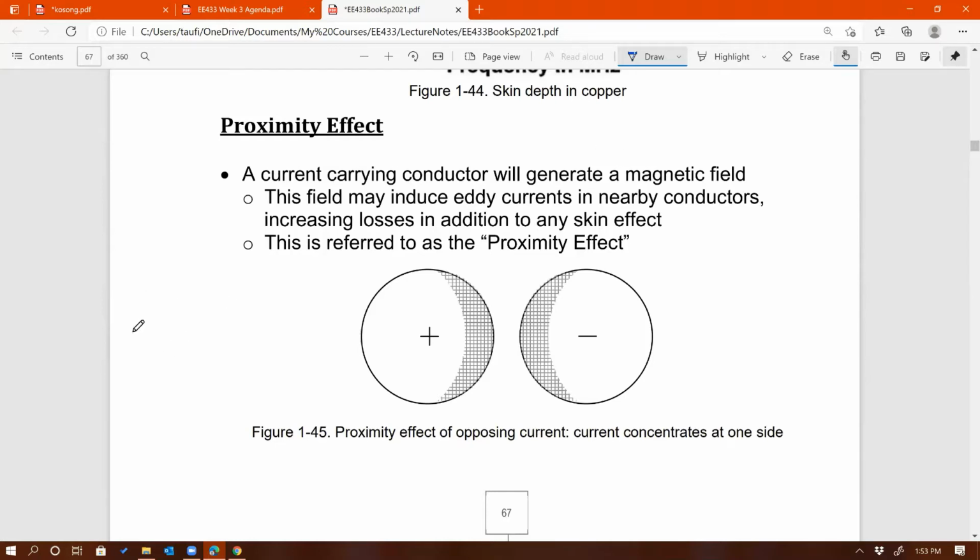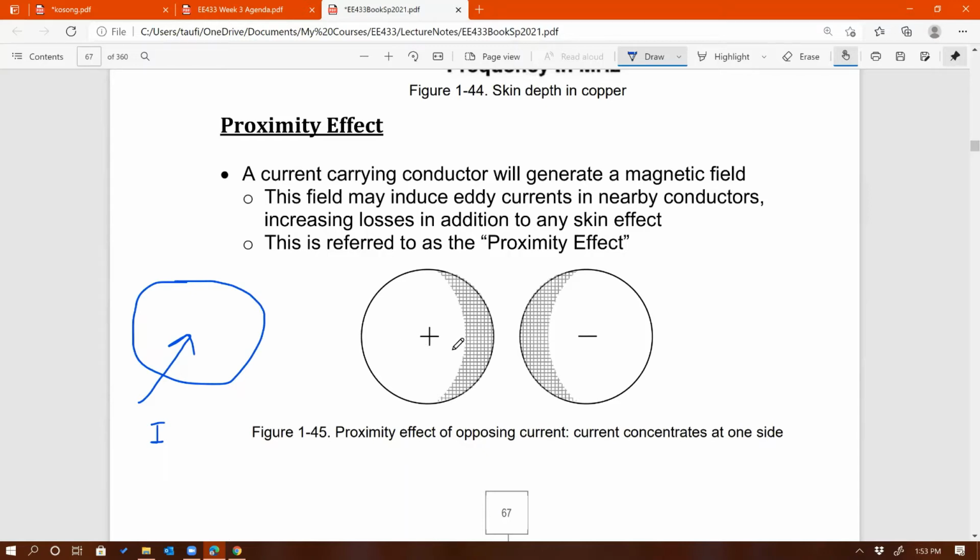Skin effect is due to its own current. So if this is a conductor, and this conductor has current, skin effect is basically the impact that we get from the conductor's own current. Because of this current, you're going to have skin effect in this wire. But proximity effect is slightly different. Both are coming from eddy current.